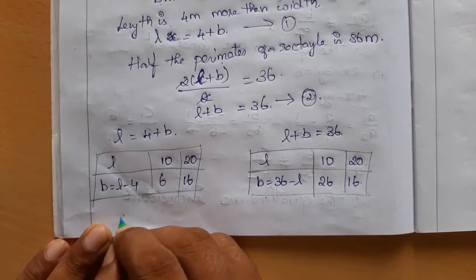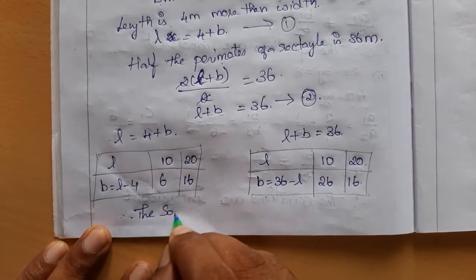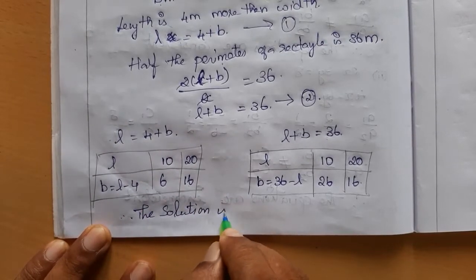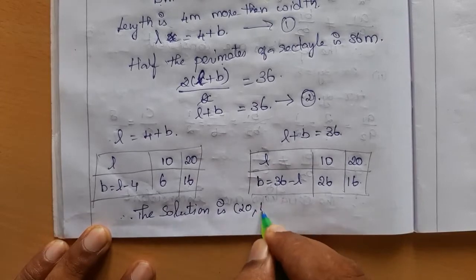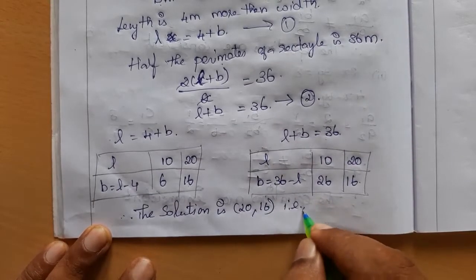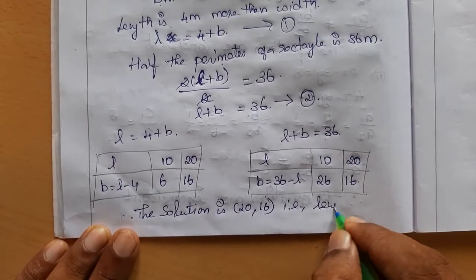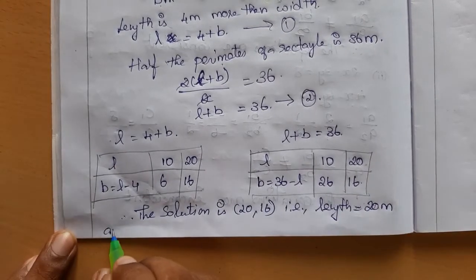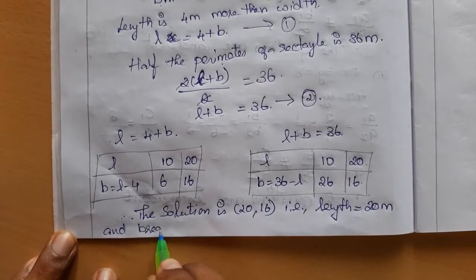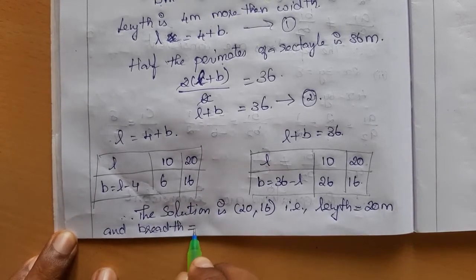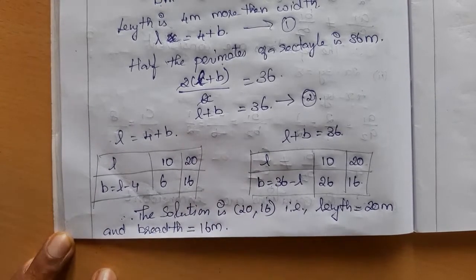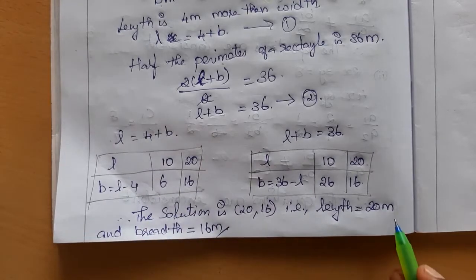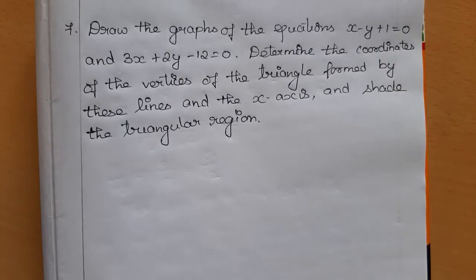Therefore, the solution is 20, 16. That is length. Length is equal to 20 meters and breadth is equal to 16 meters. So at last, writing the unit is mandatory.